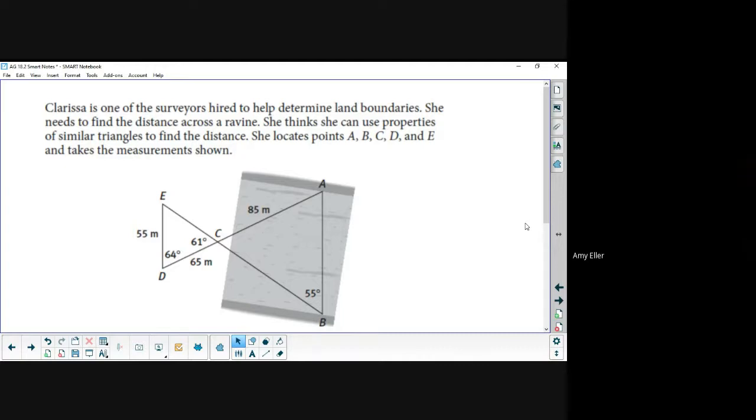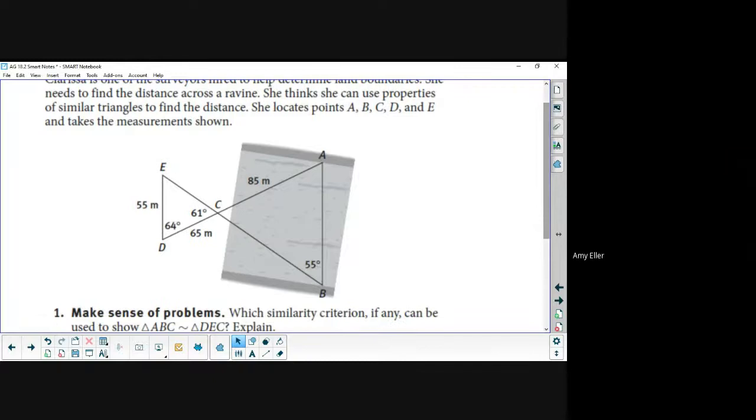Okay, let's look at this picture up on the board. So what's in your book? She's trying to find this ravine distance. Put an X there. Do you guys see a difficulty in trying to measure that? Have you ever seen a tape measure cross a ravine? Or if you get in a boat and try to measure, that's going to be kind of tricky because you might sway. Not really a good way to measure that distance.